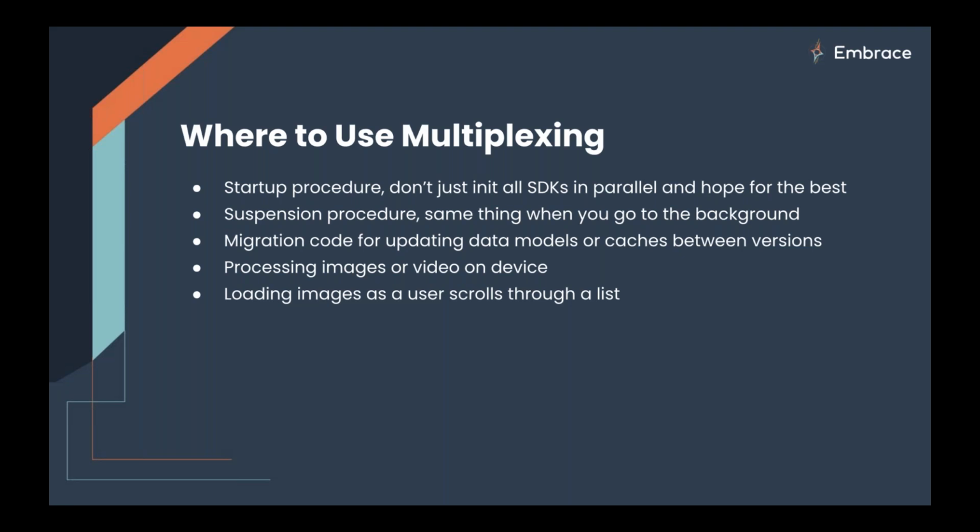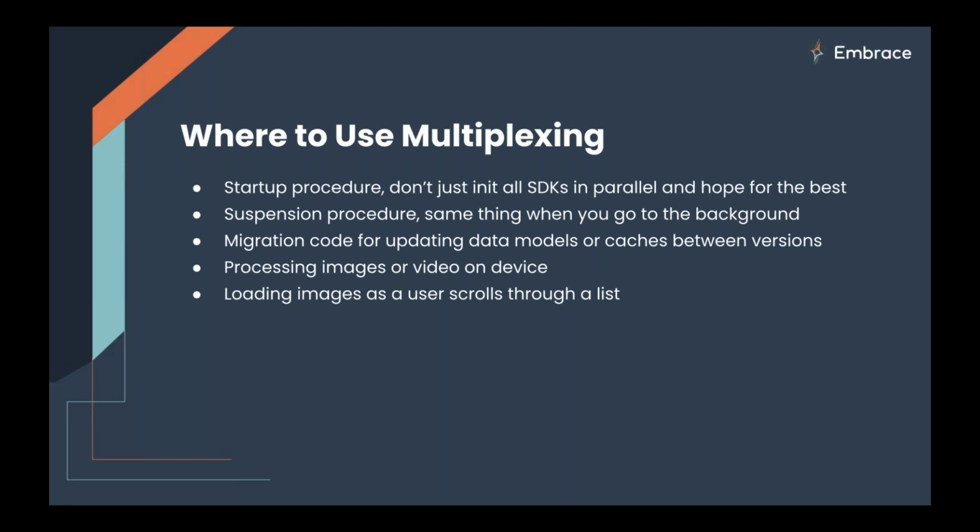Migration code, when we upgrade versions, sometimes we need to load our core data model into memory and then write those objects back out with some different properties. Well, your user doesn't want to sit there and wait for you to do that. Why not use multiplexing to run that work in the background, manage the CPU it uses, and let your user use your app?